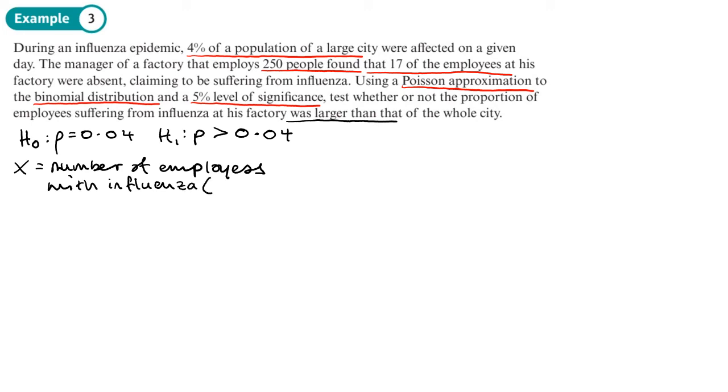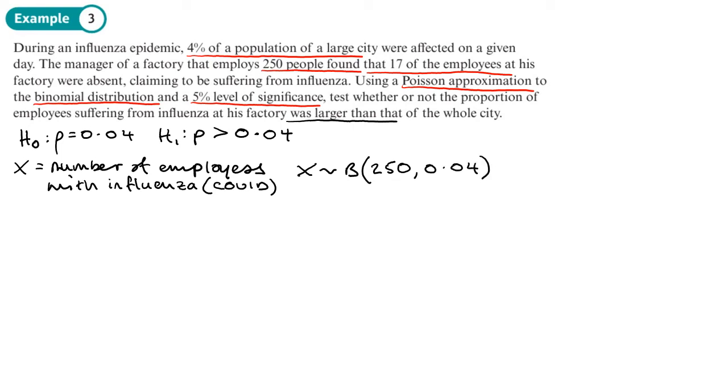So actually it's a type of COVID, I'm guessing. Right, and with a binomial, what's this guy got? He's got a sample of 250, and the probability they're going to have influenza is 0.04.